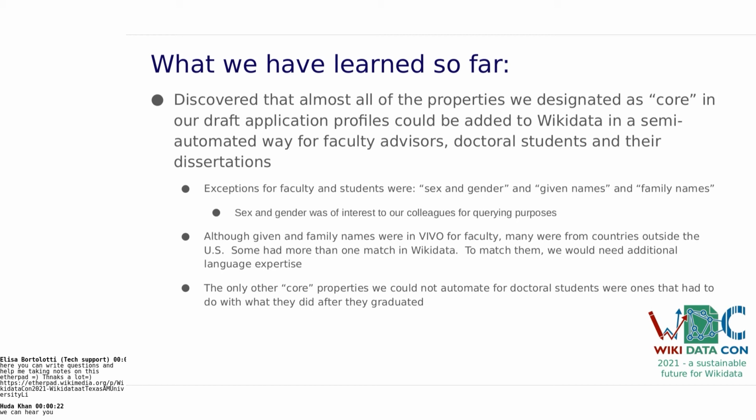drafts that is, designated which properties we thought were essential or core that should always be in these Wikidata items we were creating. And it turned out that most of them could be semi-automated using the metadata we already had in OakTrust and VIVO. However, there were some exceptions.